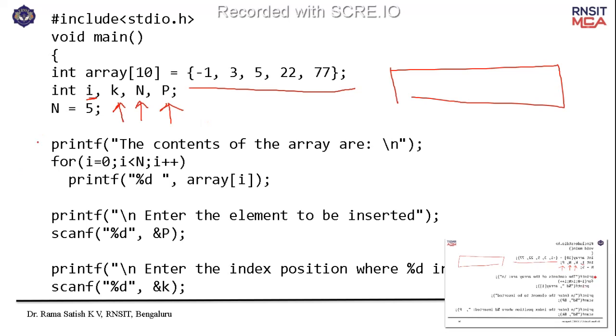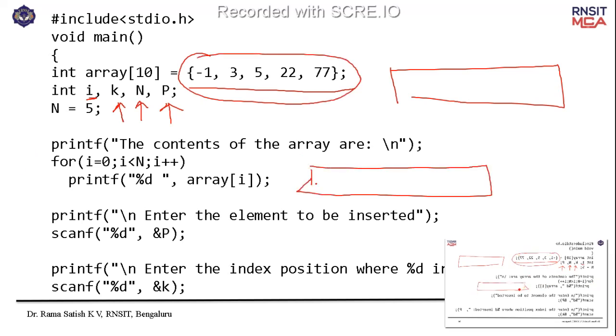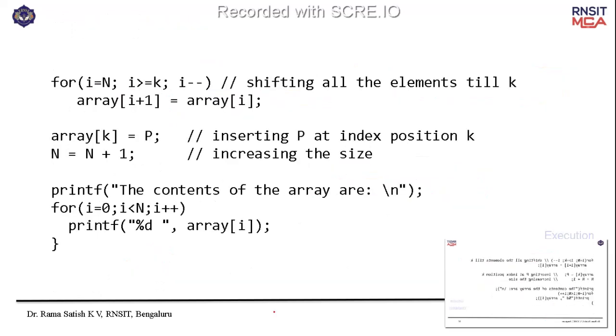First, what you do, you display what are all the elements that you have. So all these elements are displayed. So one by one they are displayed. So here, minus 1, 3, 5, 22. So before insertion, they are displayed. So 77, all are displayed. Now take the position, where it has to be. Take the element. What is the element to be inserted? And take the position. So P is the element and K is the position in which it has to be inserted. In the next slide, what you do, you shift all the elements till position k towards right.